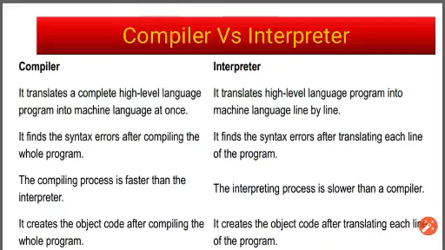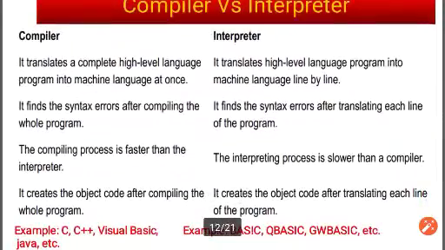The compiler finds the syntax errors after compiling the whole program, whereas the interpreter finds the syntax errors just after translating one single line. The compiling process is much faster than the interpreter, whereas the interpreter process is a little bit slower. This we can understand from a given example.